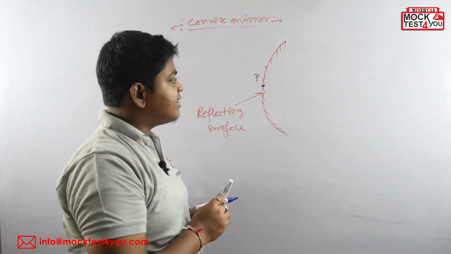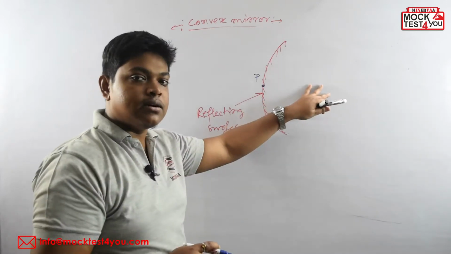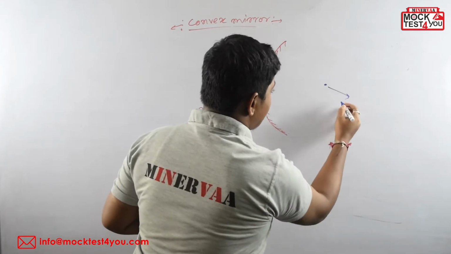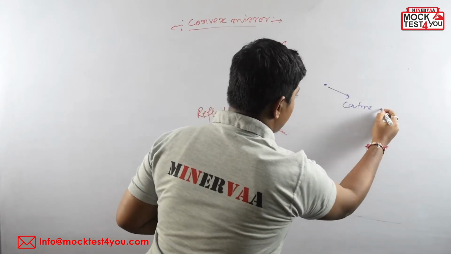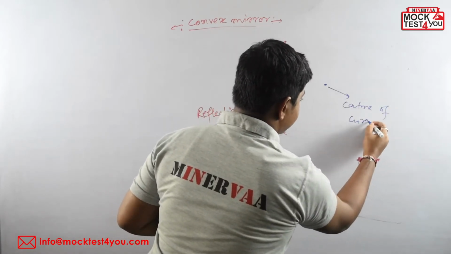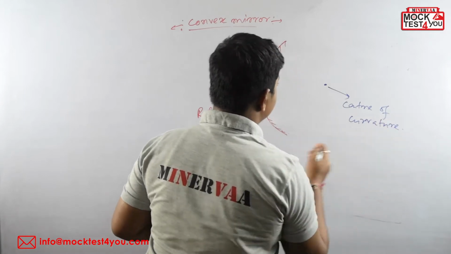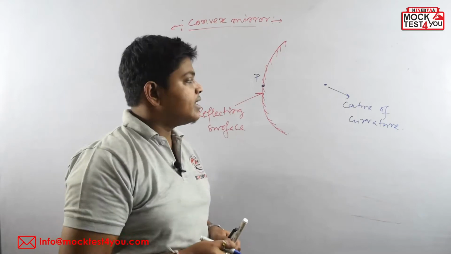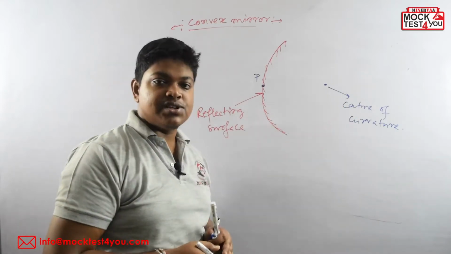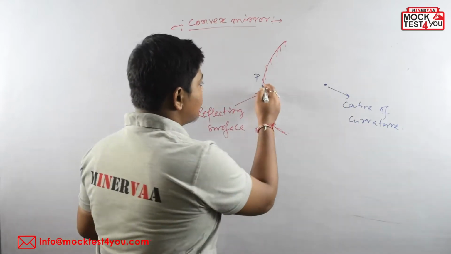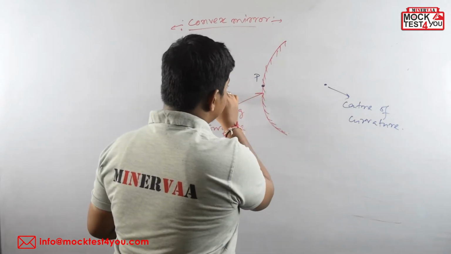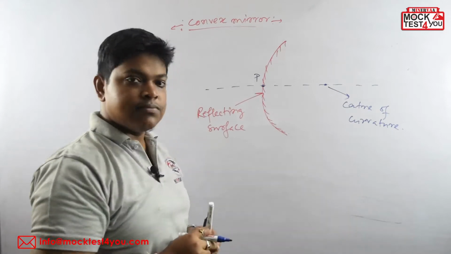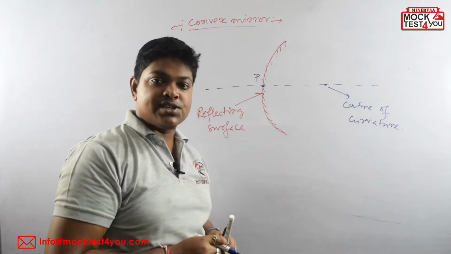About this spherical mirror, it should have some center. The center of that spherical mirror should be known as the center of curvature, right? The center of that spherical mirror, whether it may be convex or concave, is known as the center of curvature. If you join this pole and the center of curvature, it will form an axis, and we know the name of this axis. This is known as the principal axis.